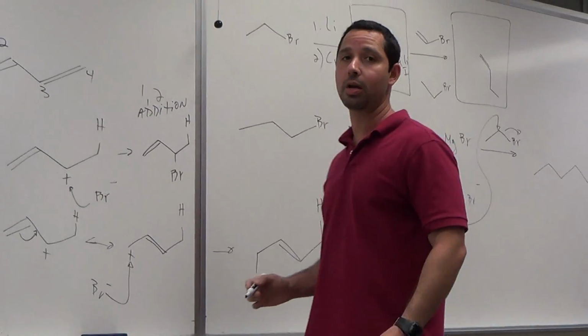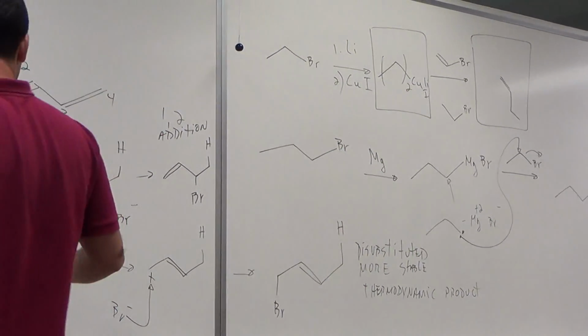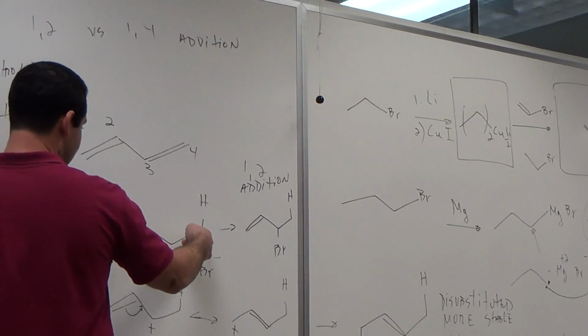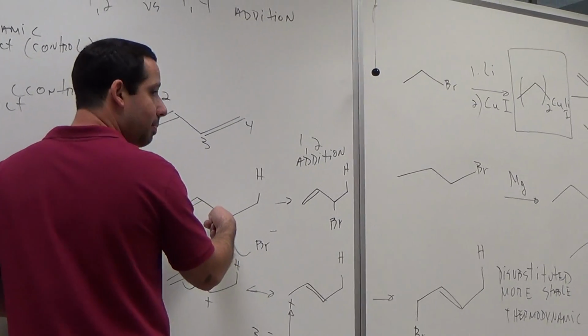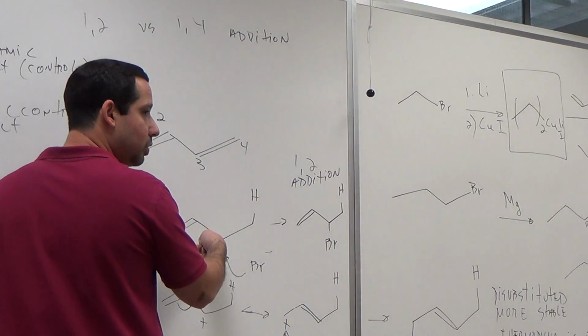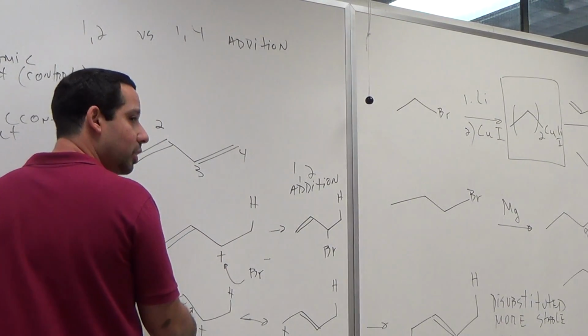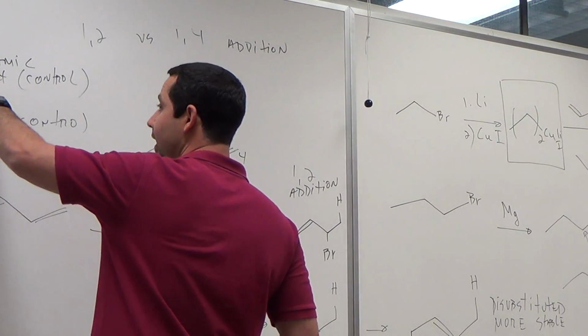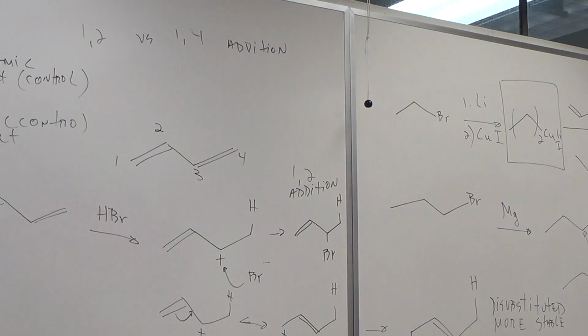Now, the kinetic product is the one that happens fast. So, this is the one that happens fast. Why does it happen fast? Well, it adds hydrogen here, and immediately the Br goes there. It doesn't give it time to do this resonance structure. So, when do you get the thermodynamic versus the kinetic? You get the kinetic at low temperatures, and you get the thermodynamic at high temperatures.